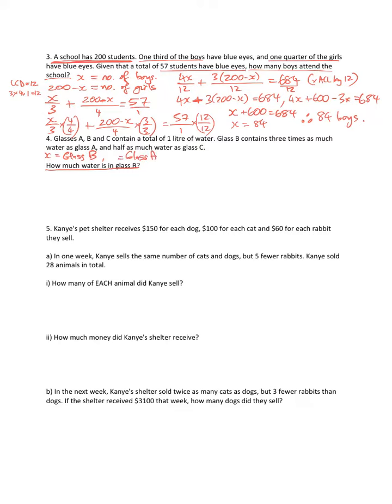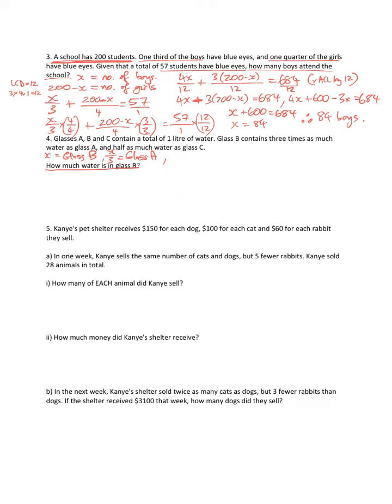So if something is 3 times as much as glass A, A must be a third of that. So A is a third of glass B. How do I write a third of X? X on 3.